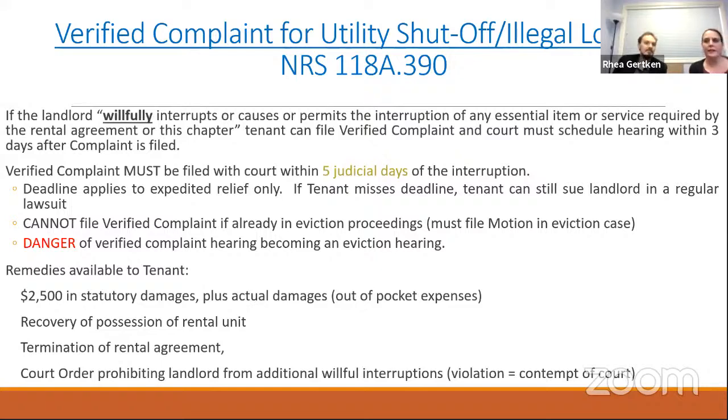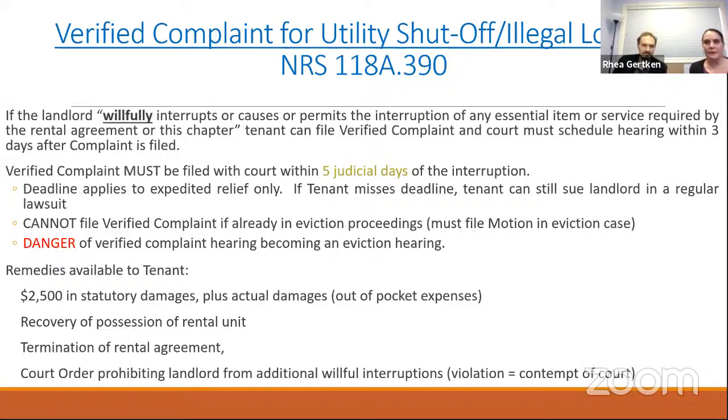So this deadline applies to the expedited relief only. If you miss the deadline, you're still allowed to sue the landlord in a regular lawsuit for damages that result from the utility shutoff. But you don't get to use this super quick method. You're going to have to go into the long line of cases where you're waiting months and months for your case to even be heard.